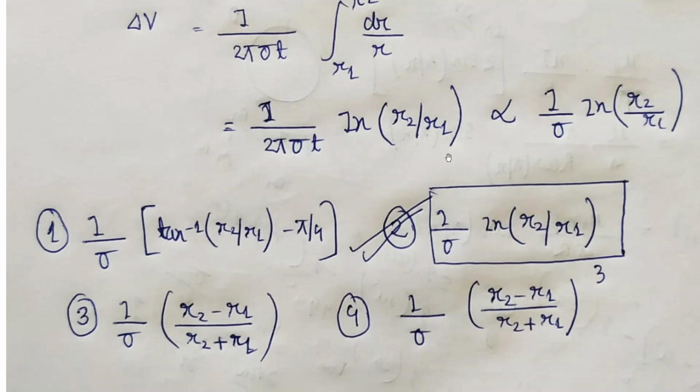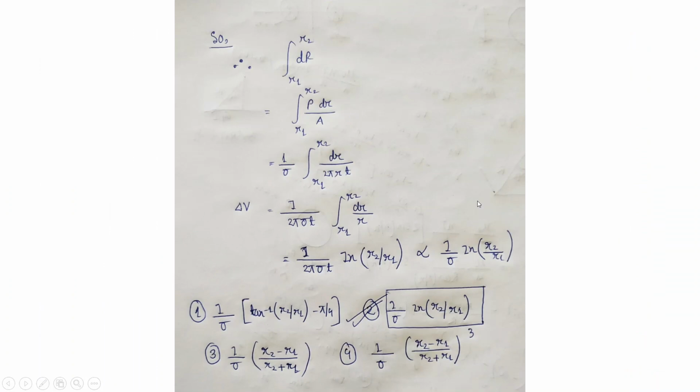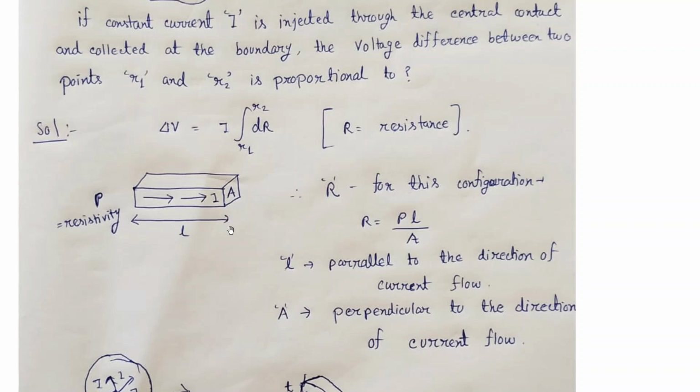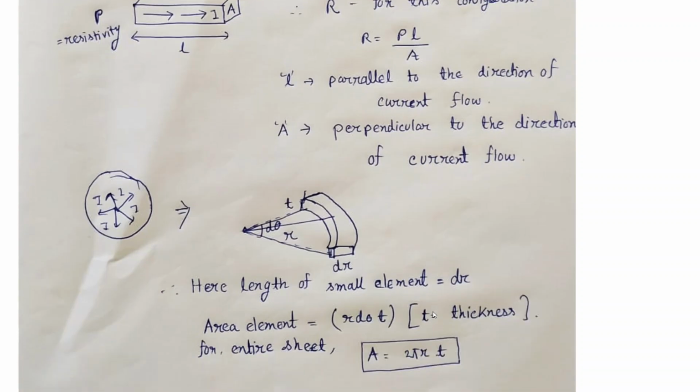So in this problem, you just have to use a little bit of imagination to find the total resistance of the sheet. As I already mentioned, if you can figure out the length element and the area element, then you will be done. You have to keep these two things in mind: first visualize the direction of the current flow, and then you can easily figure out what your length element and area element should be. Okay, so this is the technique to solve this problem.